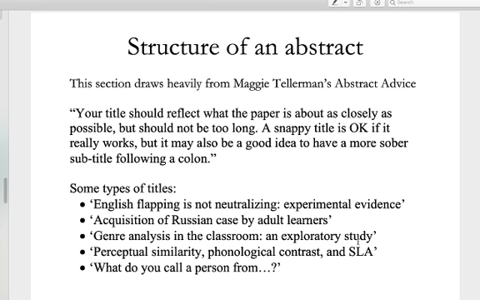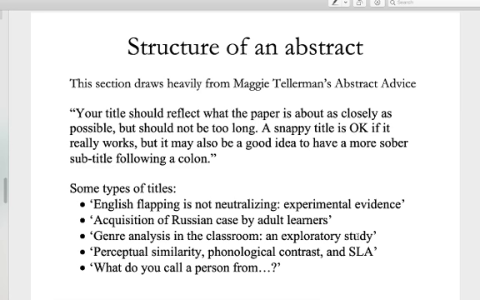A more general description of what your topic is about. Acquisition of Russian case by adult learners. This has the advantage of being sort of understandable and specifying very clearly what area the abstract or the presentation will be in. It doesn't really say anything about what you found, but it's a reasonable title. Here's general topic, colon, what kind of study is this? Genre analysis in the classroom, an exploratory study. So again, this sort of primary title, subtitle organization, you get that a lot.